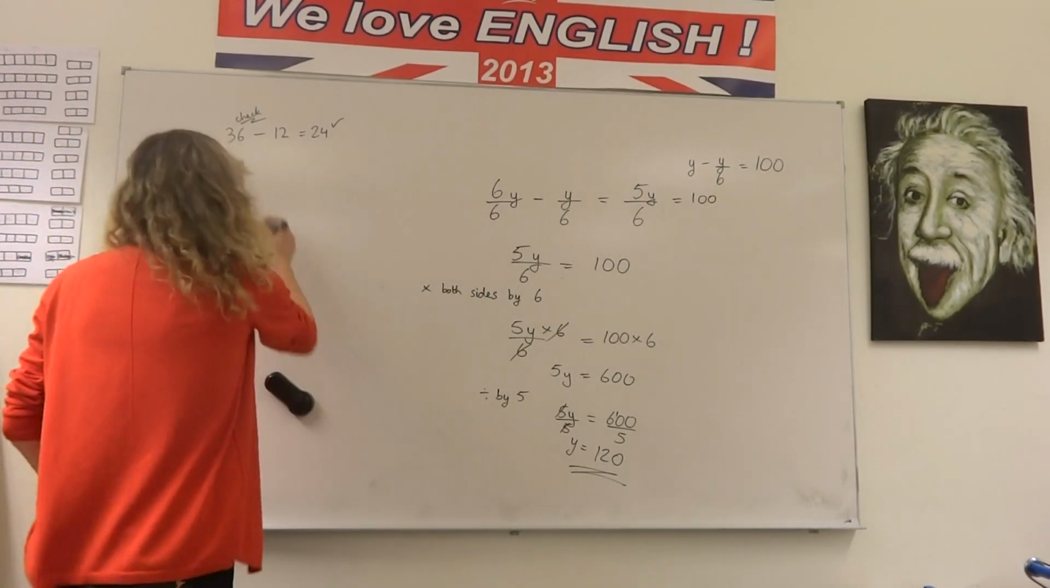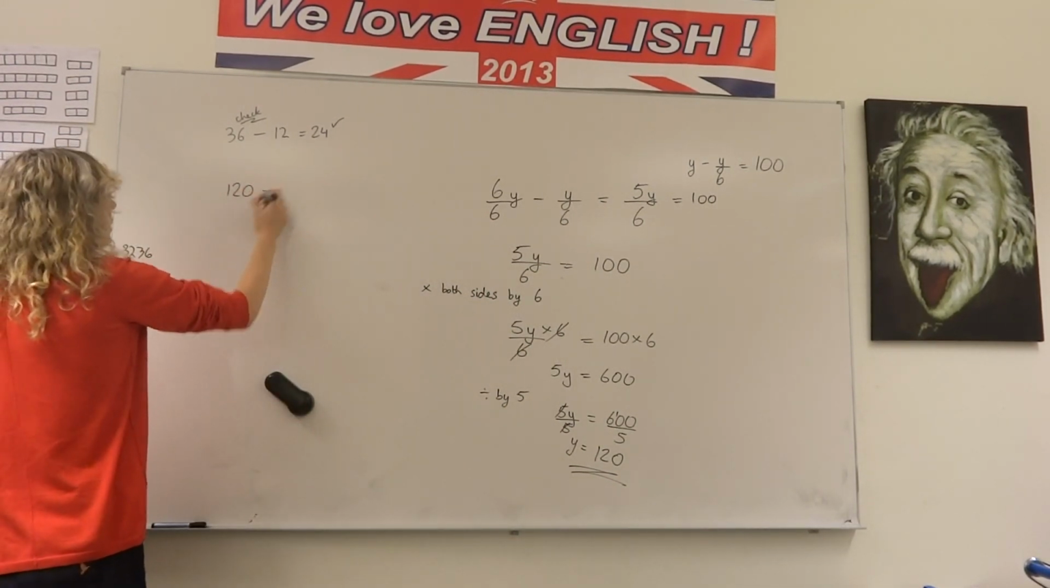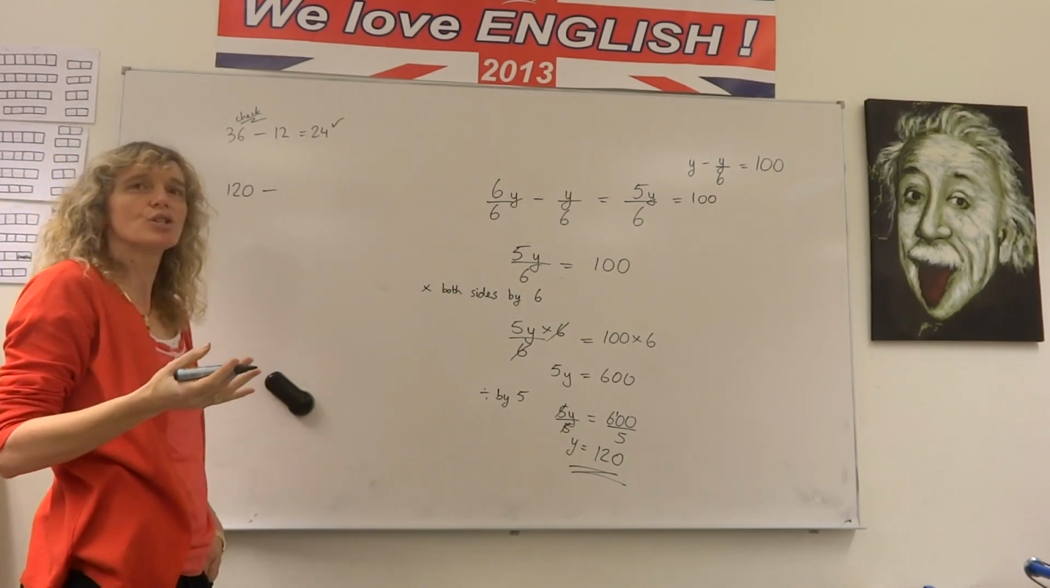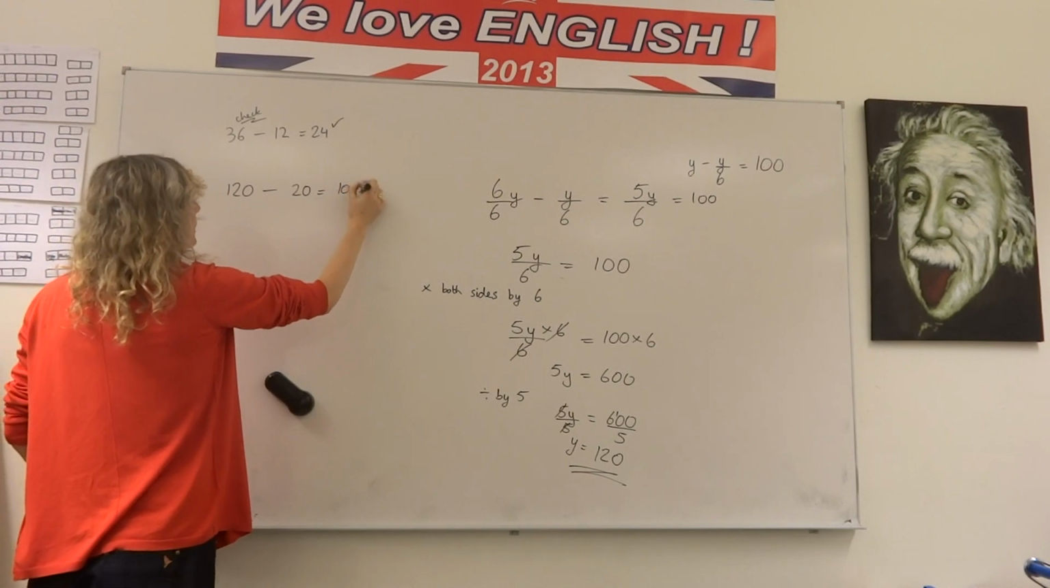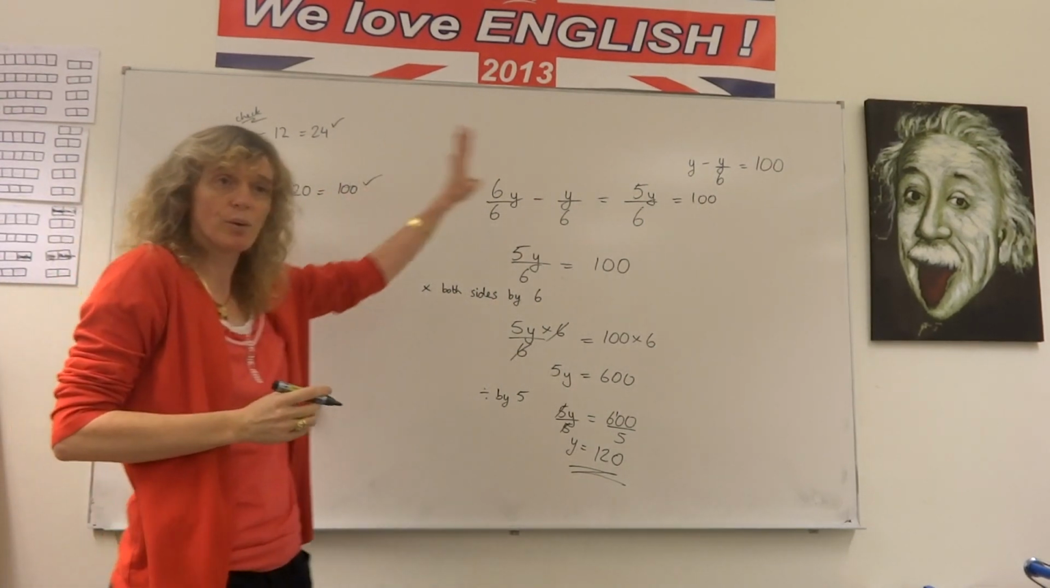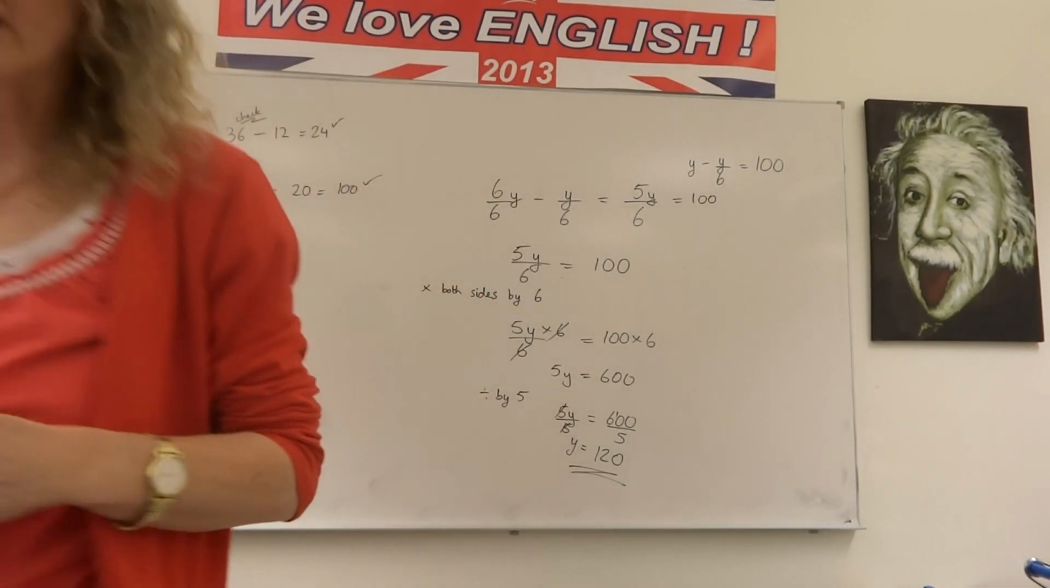So 120, our little check, minus a sixth of 120. What's a sixth of 120? That would be 20. 120 minus 20 equals 100. Yes, it does. That's what the original question said. So that's how you do that type of question.